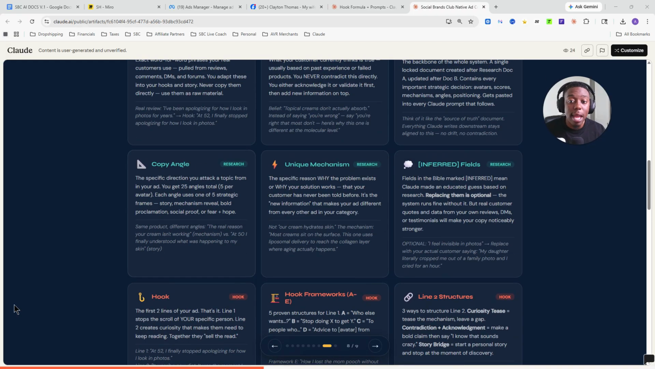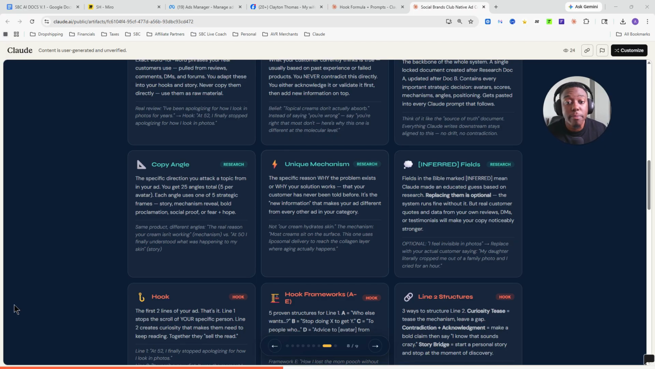Another thing I need to highlight is copy angle. So a specific direction you attack a topic from in your ad. So when we create our deep research prompts and our copywriting prompts, we're going to create 5 avatars. Each avatar will have 5 angles. Now, we don't have to use all 25 total angles, but we want to just have that at our disposal. So if we need to cycle through and test a lot, we have a ton of different angles and approaches we can take. Each angle uses one of the 5 strategic frames: story, mechanism, bold proclamation, social proof, fear, and hope. We're trying to talk to our avatar in different ways, and sometimes that's what's required. We need to hit on the same person, but in different ways to get them to buy.